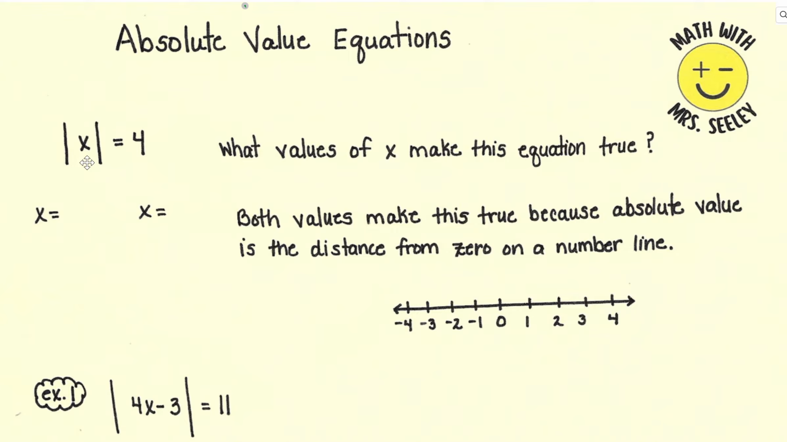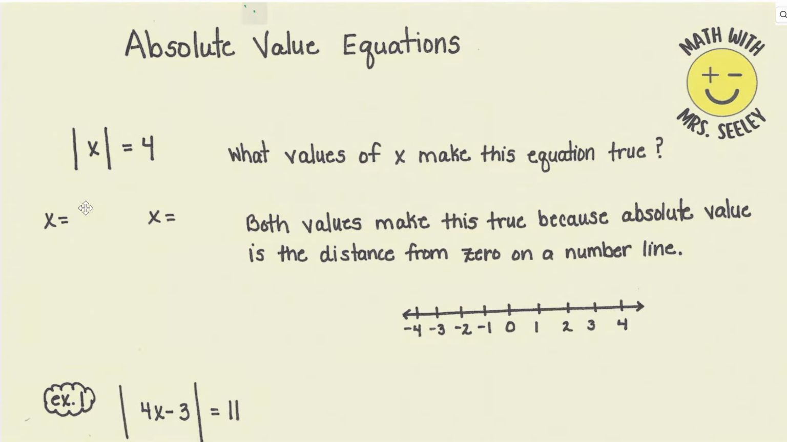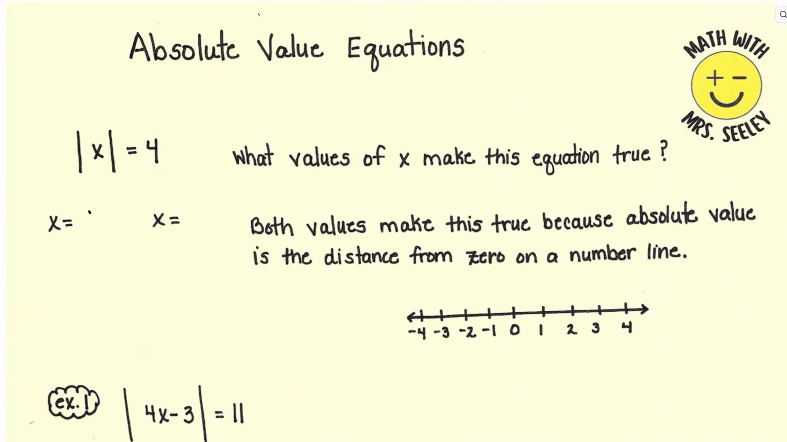Look at this absolute value equation. Absolute value of x is equal to 4. What values of x make this equation true? Well, 4 makes this equation true, and negative 4 makes this equation true.